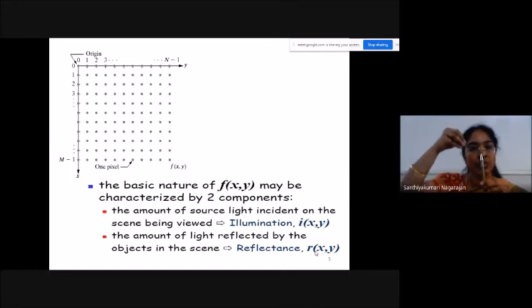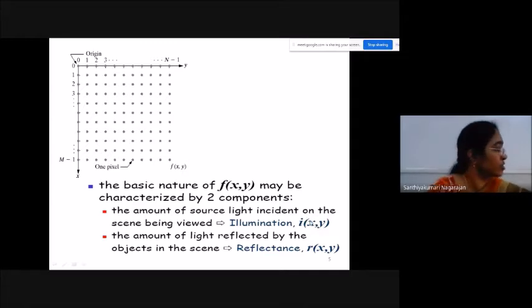So that image, which is perceived by the environment as a pen, must possess two components, mainly the illuminant component and the reflectance component. The amount of source light incident on the scene being viewed is the illumination, I of x comma y. And the amount of light which is reflected by the objects in the scene is the reflectance, R of x comma y. So f of x comma y in combination represents the product of I of x comma y and R of x comma y.